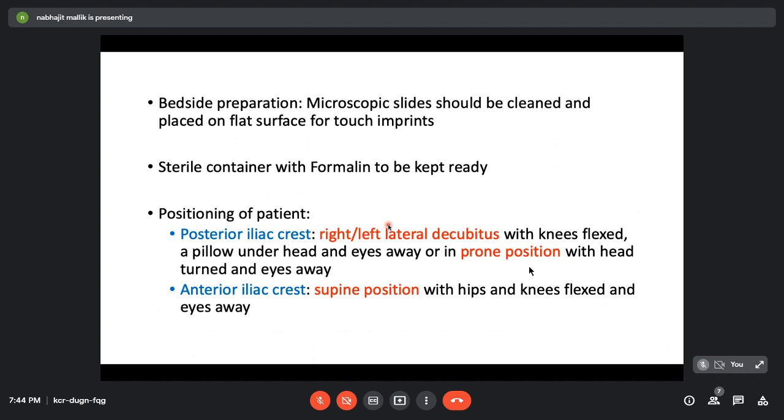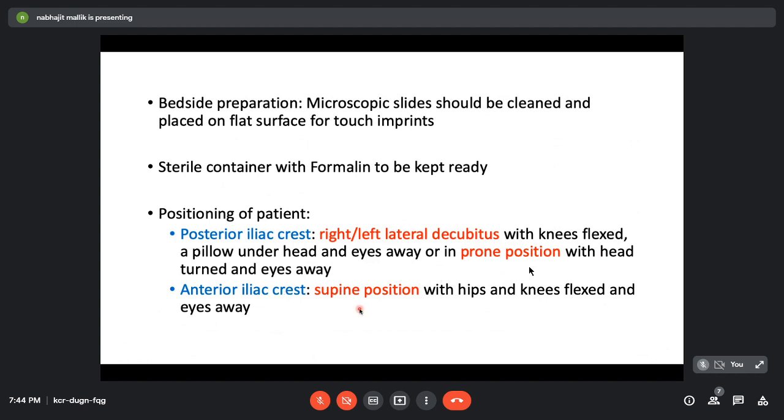So if you are doing it from the posterior iliac crest, we can position the patient one of 2 ways. You can either position the patient in the right or left lateral decubitus with knees flexed and eyes away. Or you can also use the prone position with the head turned and the eyes away. In my practice, we are doing more bone marrows from the posterior iliac spine with the patient in the prone position, but the left and right lateral decubitus position is also practiced in a lot of places and gives equally good results.